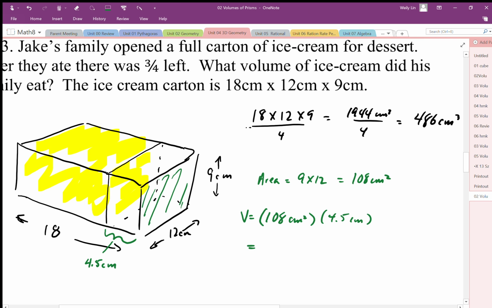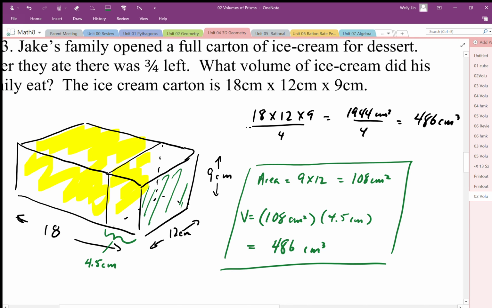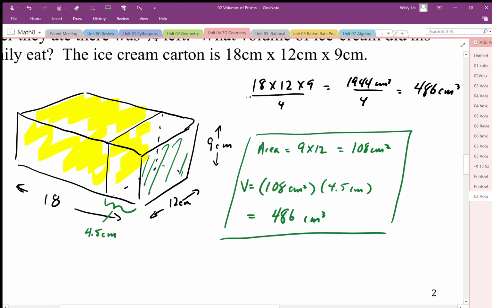108 times 4.5 is equal to 486 centimeters cubed. So we can use that method, area times thickness, or we can do length times width times height, and get the exact same result. But it's important for us to start visualizing volume as area with thickness, and that's going to give us our volume.